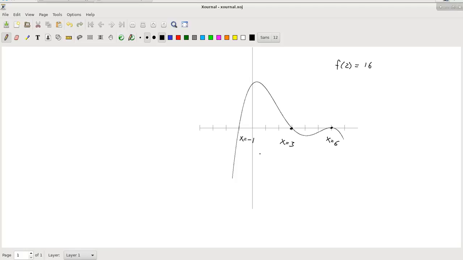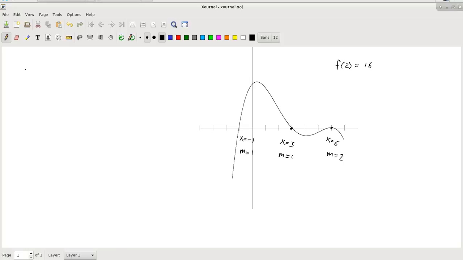Next, let's identify the multiplicity of each of these intercepts. If you look at x equals -1, the graph passes through the x-axis, so the multiplicity of this 0 is 1. If you look at x equals 3, the graph again passes through, so the multiplicity is 1. At x equals 6, the graph bounces off at this intercept. This tells us the multiplicity is even. Without knowing more information than this, let's assume that the multiplicity is 2.